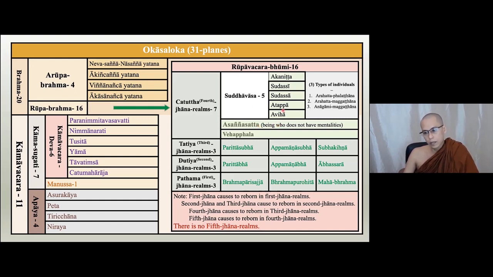And for the five Suddhavasa, only the three highest noble persons: Anagami Magga-tthana, Anagami Phala-tthana, sorry, here it should be Anagami Phala-tthana, and Arahatta Magga-tthana and Arahatta Phala-tthana. Only these highest individuals can be there. But at the moment of rebirth consciousness, there must be only one type, the Anagami Phala-tthana, who has already attained the Anagami Phala.